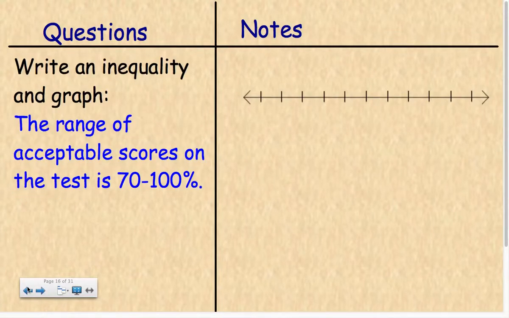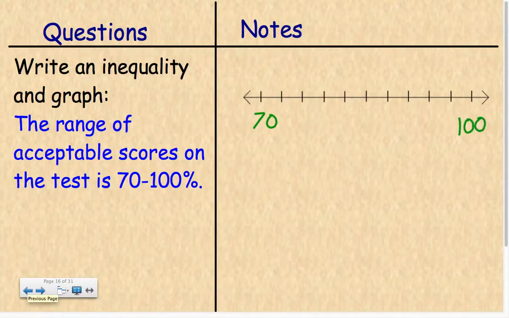Write an inequality and graph. The range of acceptable scores on the test is 70% to 100%. So the smaller of my acceptable scores is 70. The bigger of my acceptable scores is 100.